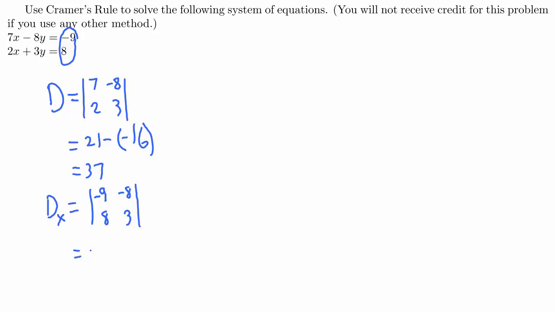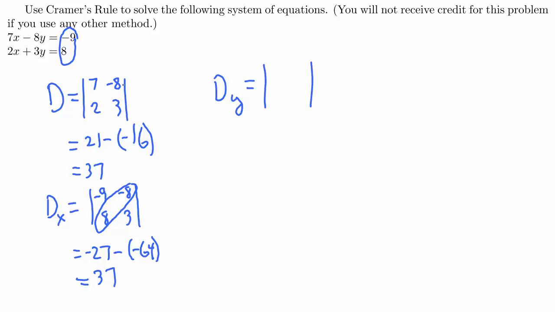Negative 9 times 3 is negative 27. Minus 8 times negative 8 is negative 64. So negative 27 minus negative 64. Well, 64 minus 27, what is that? 37? Yes, 37.